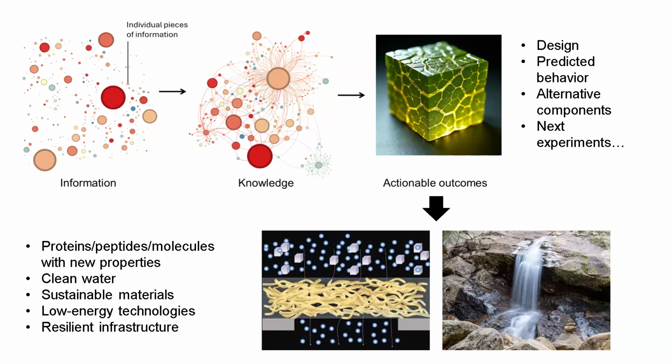This is what the model learns, and I will talk about this several times through the presentation, of course. We take information, we connect it, and then we hopefully make some smart decisions and predictions from that, like designing something or designing a new experiment and things like that. And then a lot of times, like I mentioned earlier, we work on materials, so our application is really using peptides and proteins to build filtration devices for clean water, sustainable materials, biomaterials, infrastructure, you name it, right?